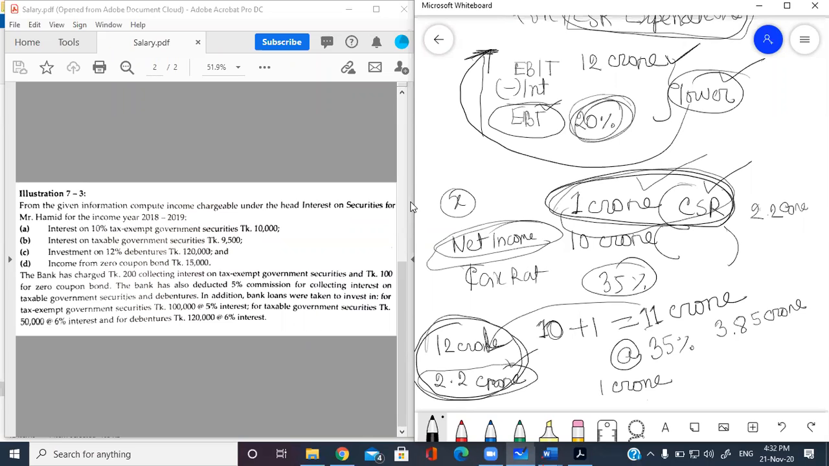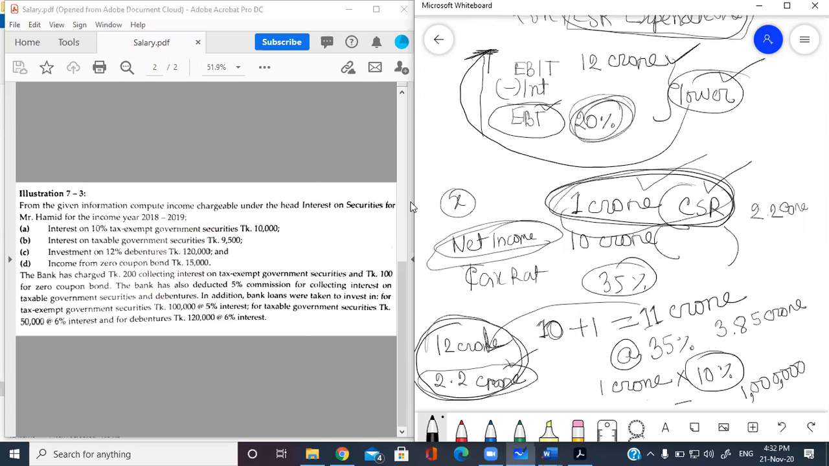Okay. So on this 1 crore, you will get a 10% rebate on your eligible CSR expenditure. How much tax rebate will you get? 10%. Now 1 crore multiplied by 10%, how much? 10 lakh. Okay, fine. 1 million.